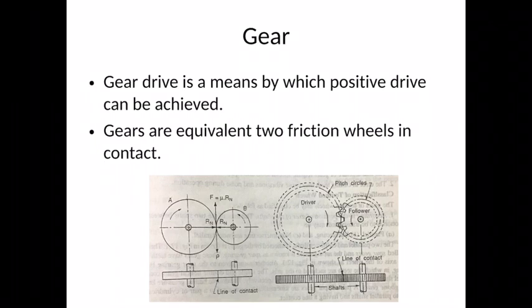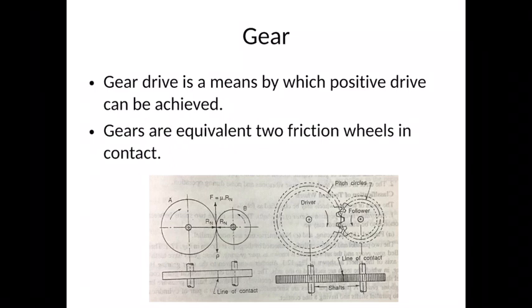So the only way to achieve 100% power transmission, or we can say a positive drive, is gear drives, or we can say tooth wheels. So these gear drives that we are going to see have the biggest advantage that they can be called a positive drive, or we can get a precise movement by using gear drives. Now what is the concept behind these gear drives?